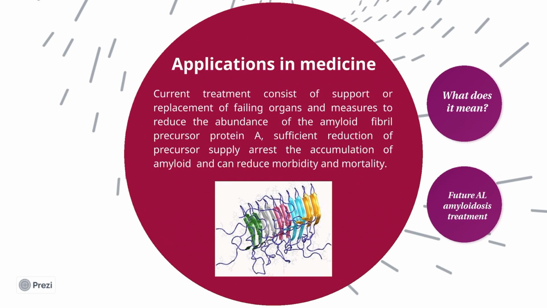Application in medicine. Current treatment consists of support or replacement of failing organs and measures to reduce the abundance of the amyloid fibril precursor protein A. Sufficient reduction of precursor supply arrests the accumulation of amyloid and can reduce morbidity and mortality.